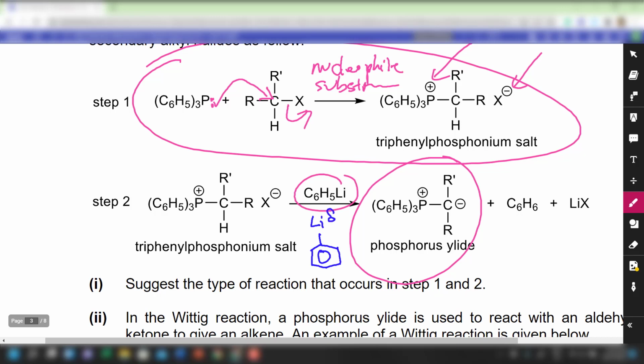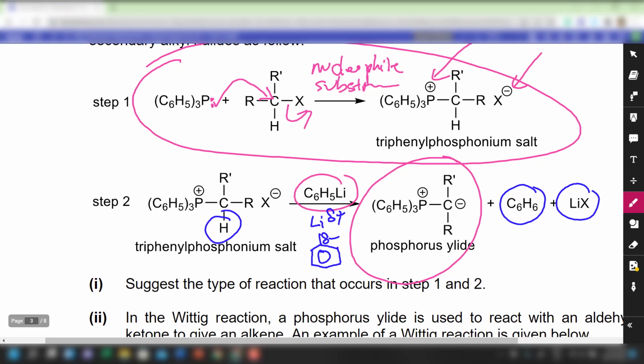So this is delta plus, this is delta minus. So there's a reversal in reactivity of carbon. Instead of an electron deficient site, now it is an electron rich site. Okay, and the carbon gains a H from here, and that's how it becomes benzene. And then this reaction is driven by the formation of the lithium halide salts.